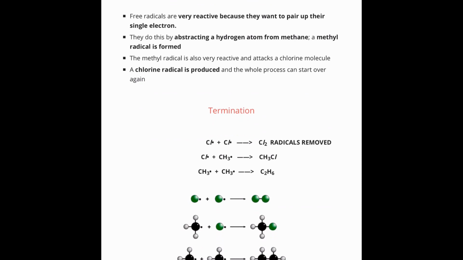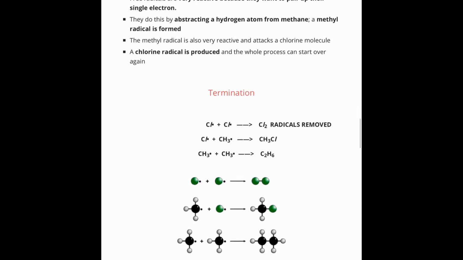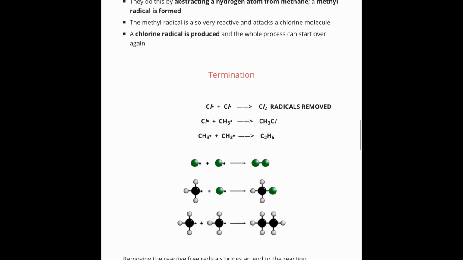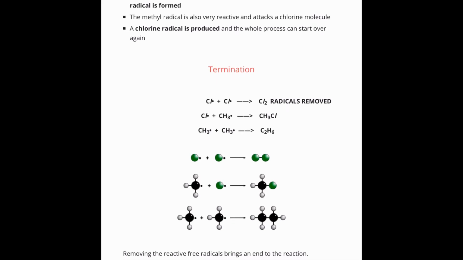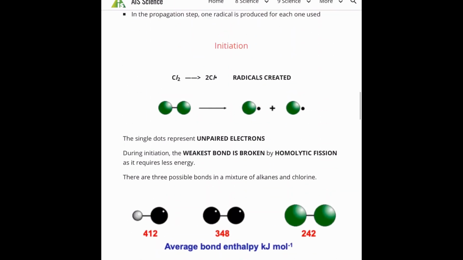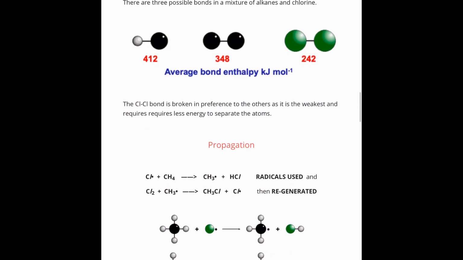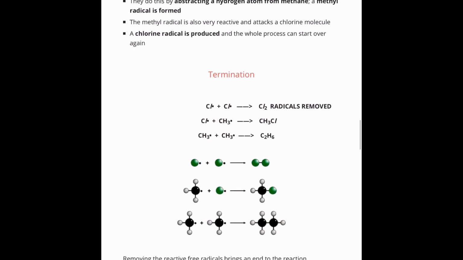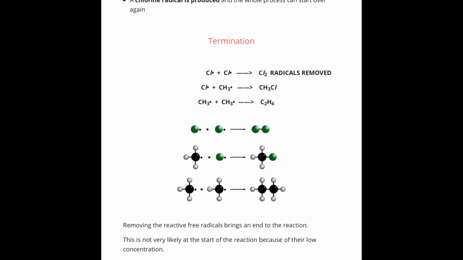They're very reactive. They want to pair up with a single electron, and they do this by abstracting or removing a hydrogen from methane, leaving behind a methyl radical. The termination steps, there are 3 steps, so let's just have a quick look. In initiation, 1 step. Propagation, 2 steps. Termination, 3 steps. 1, 2, 3.